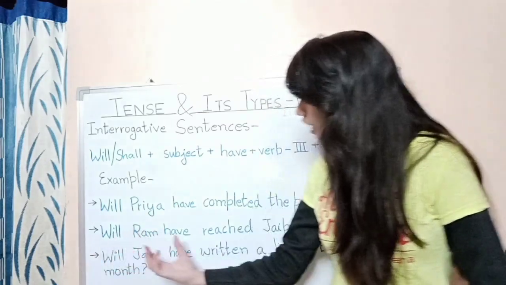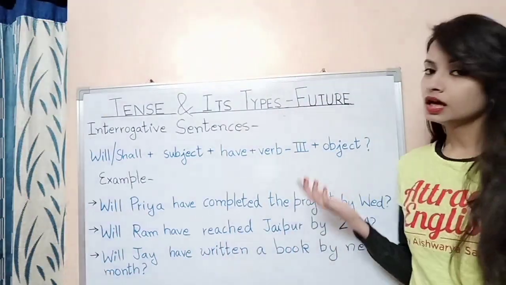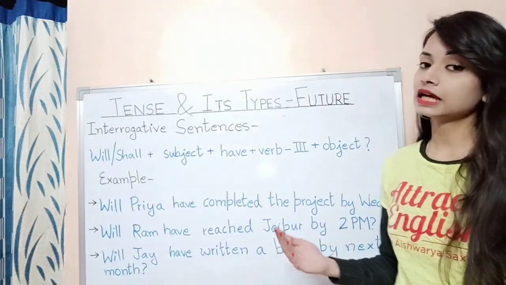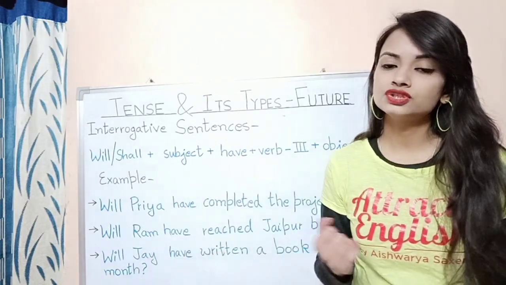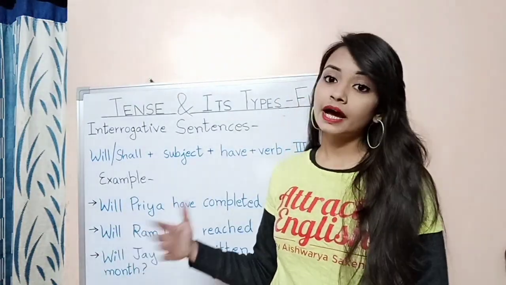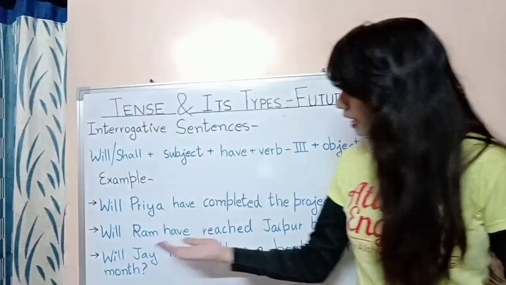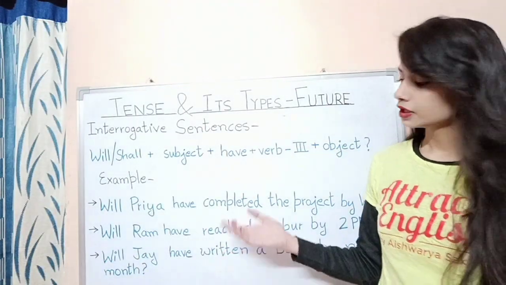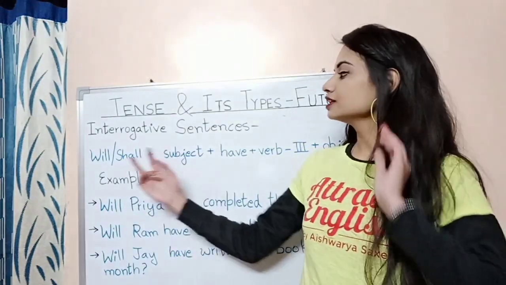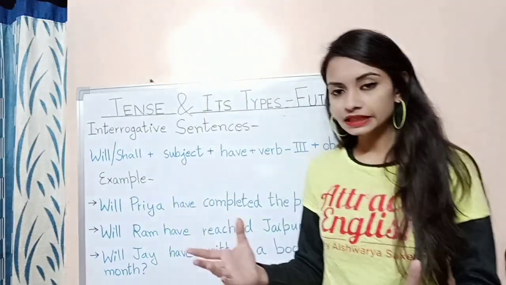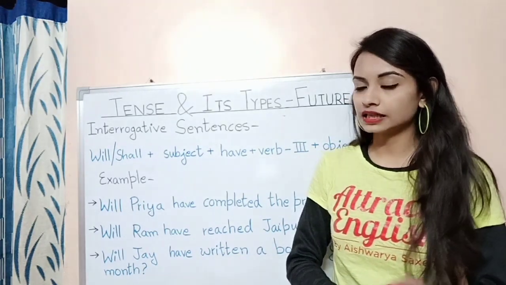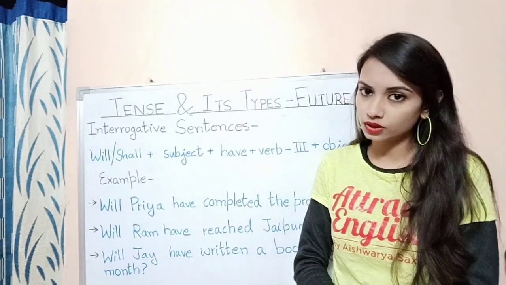Second, will Ram have reached Jaipur by 2 p.m.? Earlier it was Ram will have reached Jaipur by 2 p.m. So at that time I was telling that he will have reached Jaipur by 2 p.m. But now since I am starting with will and then writing Ram, I am asking that will Ram have reached Jaipur by 2 p.m.? So you can simply see that just by interchanging the positions of the first two words, we have completely changed the sense or the meaning of the sentence. Earlier it was a kind of answer to which now it is framing the question.